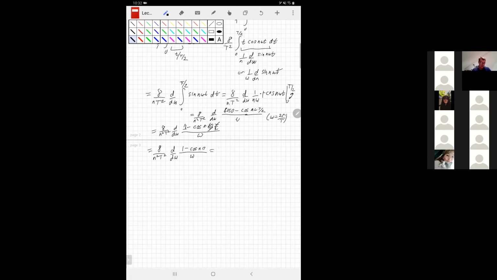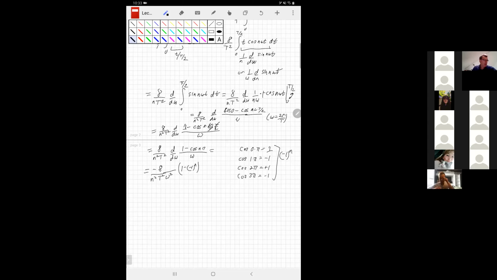And 1 minus cosine of n pi, well, let's see here, cosine of 0 times pi is equal to 1. Cosine of 1 times pi is negative 1. Cosine of 2 pi is plus 1. Cosine of 3 pi is negative 1. So I can write this as negative 1 to the n. And then the derivative of 1 over omega is just minus 1 over omega squared. So I get minus 8 over n squared t squared omega squared, 1 minus negative 1 to the n. That's a lot of algebraic gymnastics. Any questions on those algebraic steps?